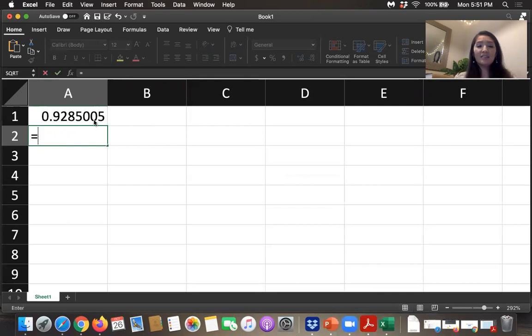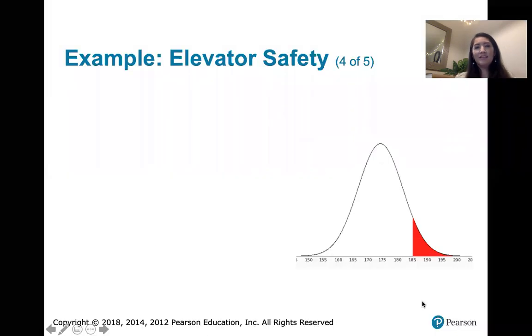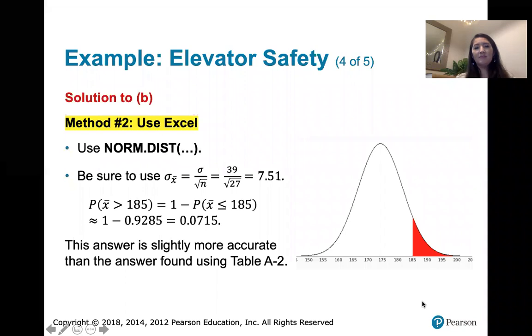I want the area to the right. So I'll take 1 minus the area to the left to get the area to the right. So it's about 0.0715 approximately. And that's what we have on our slide here. Now this is slightly better, slightly more accurate than the answer that we found using table A2.